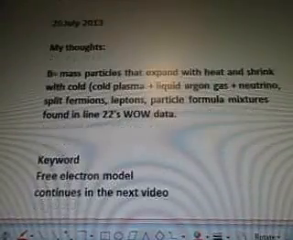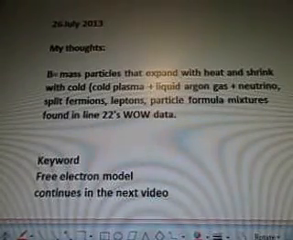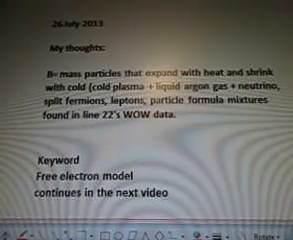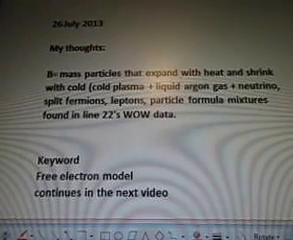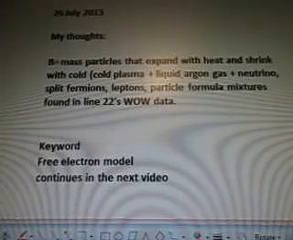July 26, my thoughts. B equals mass particles that expand with heat and shrink with cold. Cold plasma plus liquid argon gas plus neutrino, split fermions, leptons, particle formula mixtures found in line 22's Wow data. The keyword free electron model continues in the next video.